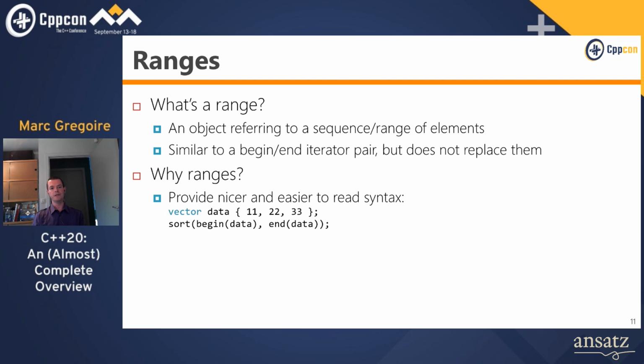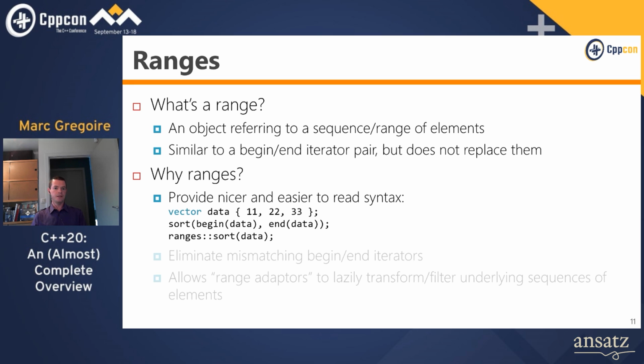So why do we want the range? Here I have a vector of data, I have 3 elements, and I want to sort these elements. So how to do this? Before C++20, you use the sort algorithm that is available in the standard library, and you just pass a begin and end iterator pair, and then the whole range will be sorted. But in this case, I really want to sort the whole container. So with ranges, you can really just say ranges sort data, and my whole range, my whole container will be sorted.